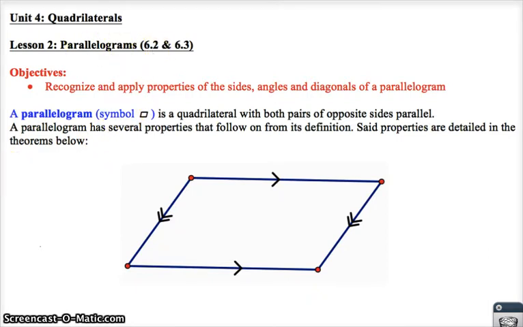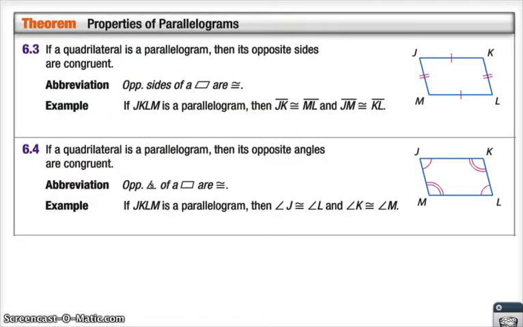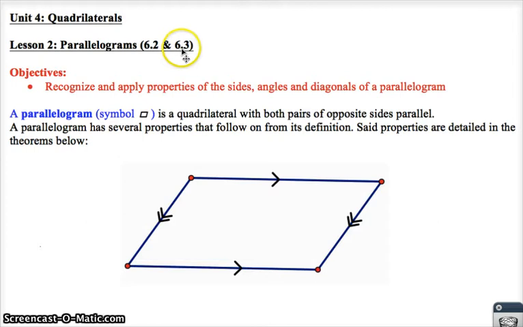6.2 is the one that says stuff like this. I'll go back to that header in a second. That if it's a parallelogram, then you know all this funky stuff is true. And the stuff in 6.3 is kind of the other one, the other way. It says if you know certain things about a quadrilateral, then it's a parallelogram.